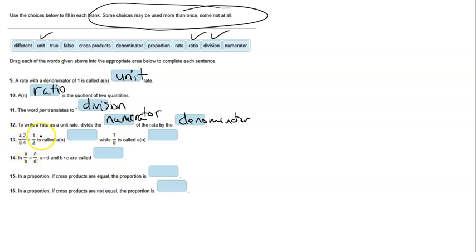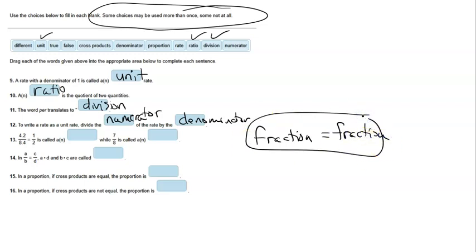4.2 over 8.4 equals 1/2. Whenever you see a fraction equal to another fraction, that is what we define as a proportion. All right, while 7/8 is just a fraction, that would be deemed a ratio. So a ratio equal to another ratio or a fraction equal to another fraction is actually called a proportion.